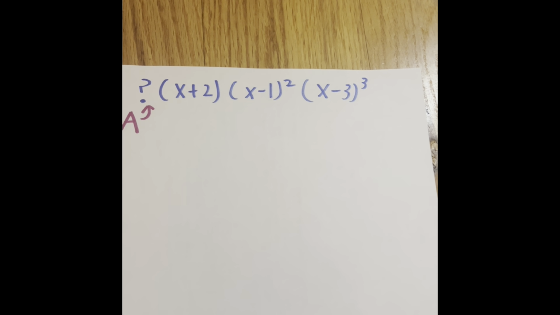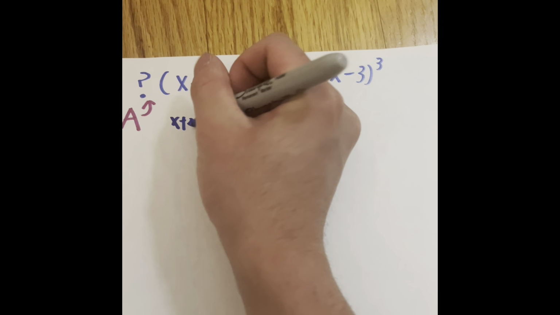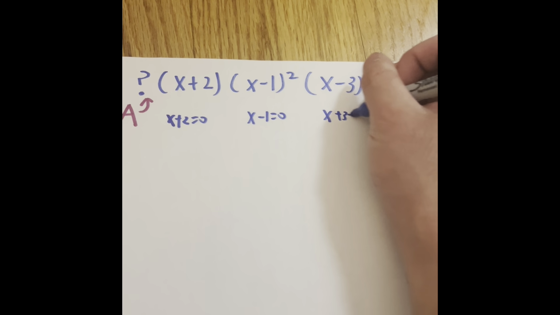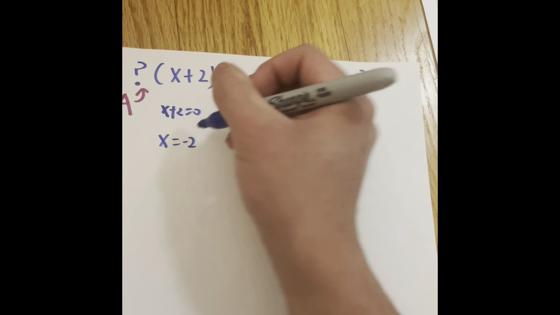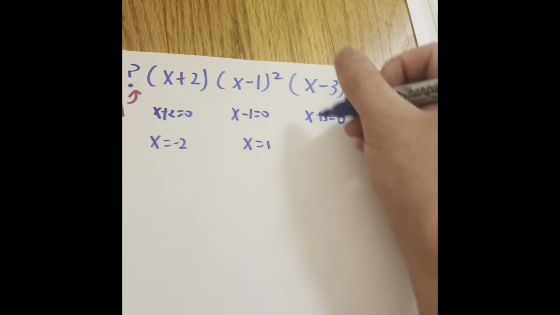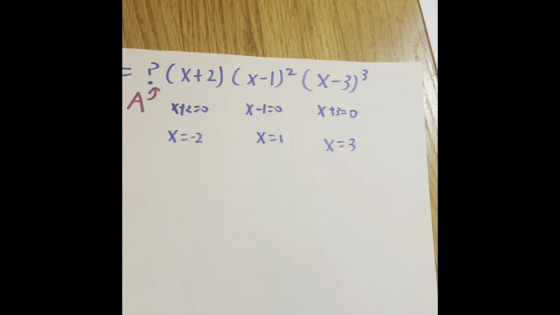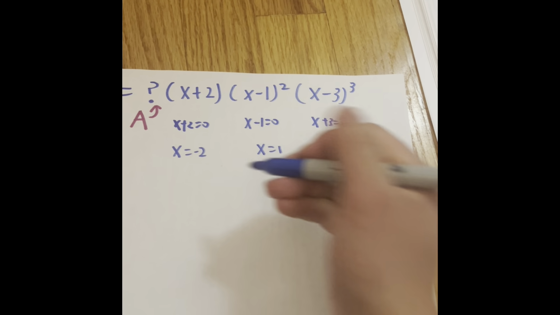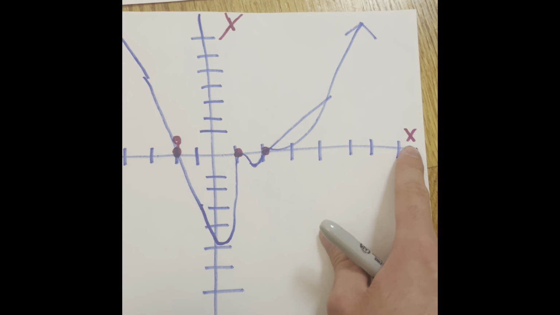What we can do is, if we set all of these objects equal to 0, x plus 2 equals 0, x minus 1 equals 0, and x minus 3 equals 0, if you do the zero product property, x is going to equal negative 2, x is going to equal positive 1, and x is going to equal positive 3. And the funny part is that these x's can turn themselves into the x-intercepts, and the x-intercept is what is going to be literally lying on the x-axis.